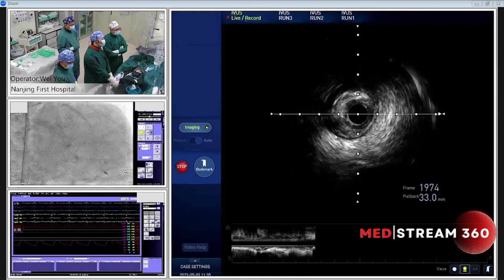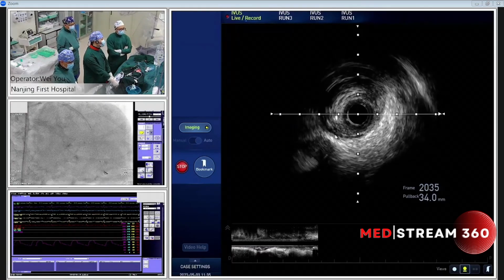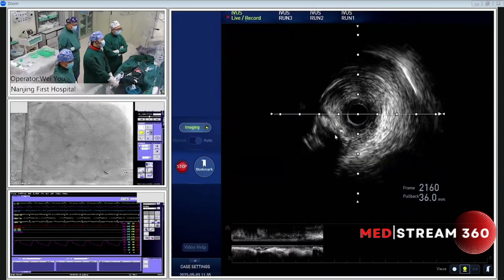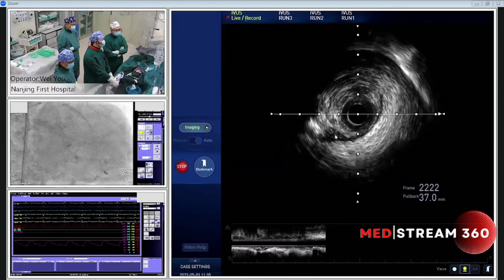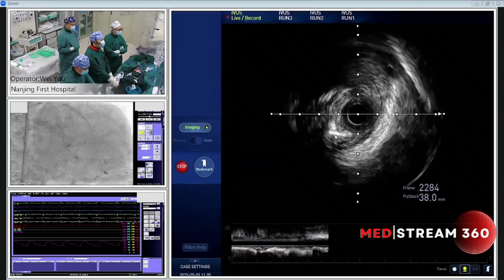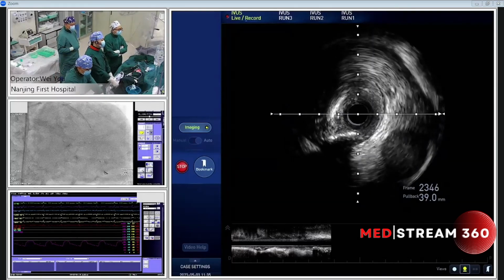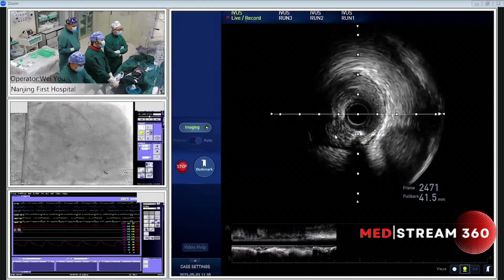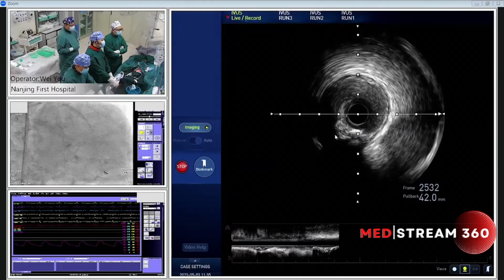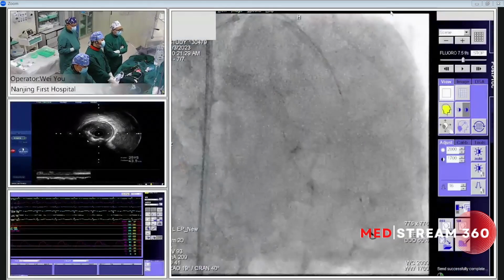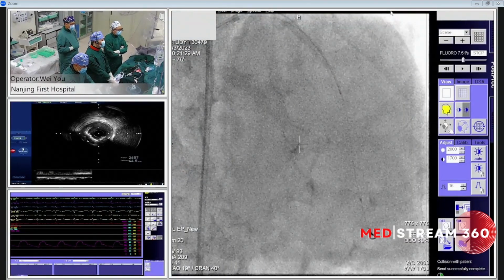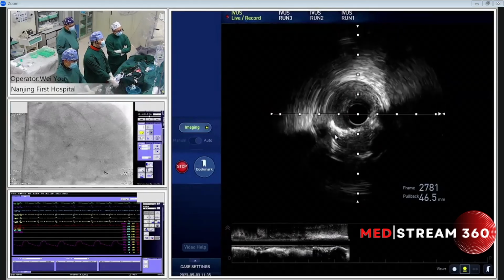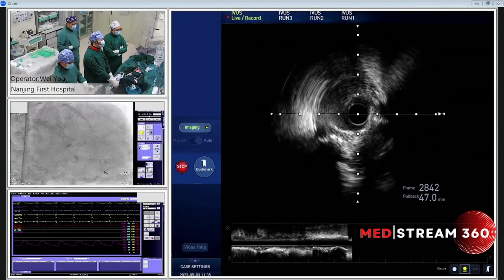Chief, for the distal segment, I think a 2.5 DES is enough. Prepare 2.5 by 38. According to the baseline IVUS measurement, the total length is 64, so maybe two 38 stents are enough, with a 4 millimeter overlap. The first one is 2.5, the second one is 3.0. Both lengths are 38 millimeter.